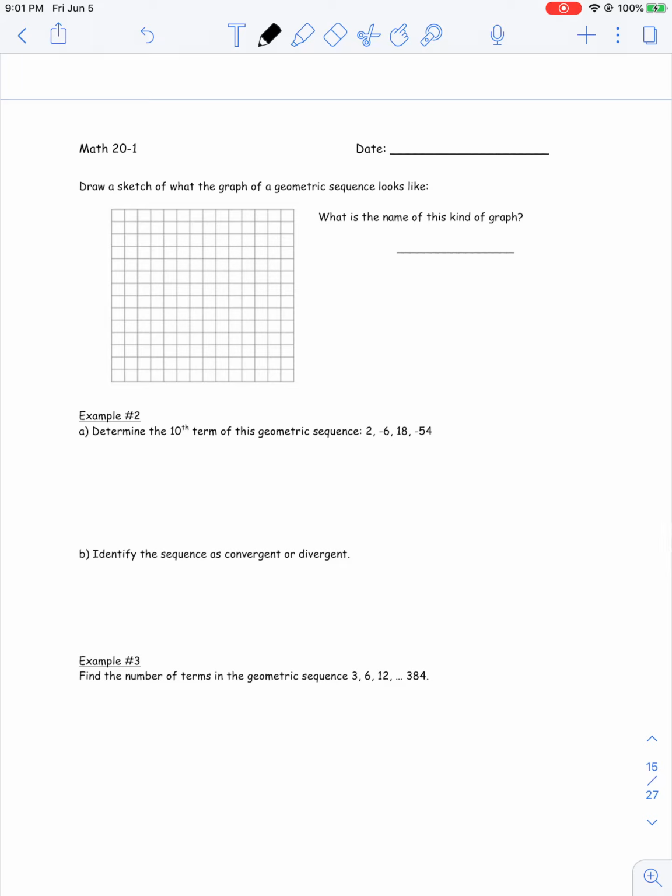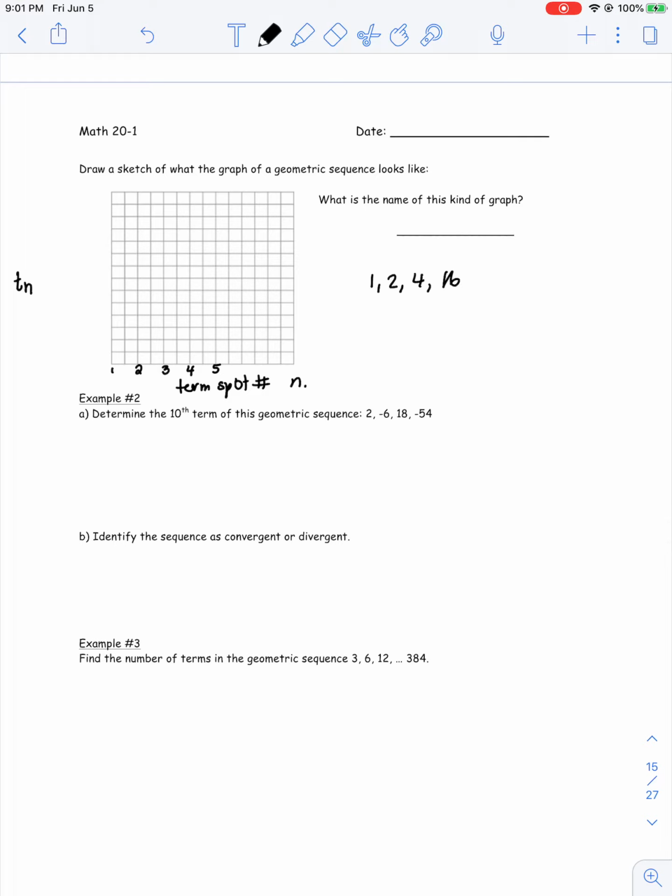So we're going to sketch a sequence here. If we were to actually sketch it, for example, if I have 1, 2, 4, and then the next number would be 16, imagine that the bottom is your term spot number, or in this case, what you know as n. So it would be 1, 2, 3, 4, 5. And then the height would be the actual Tn value. So what is in that spot?